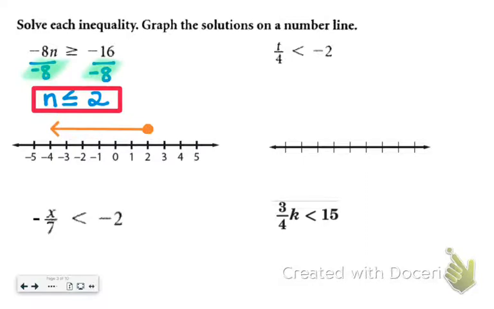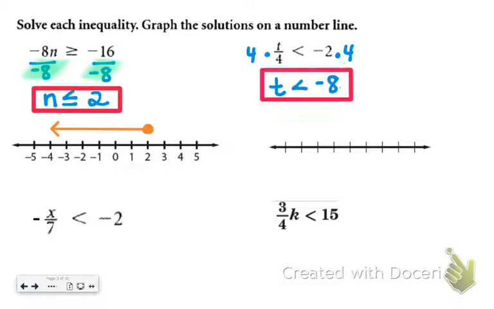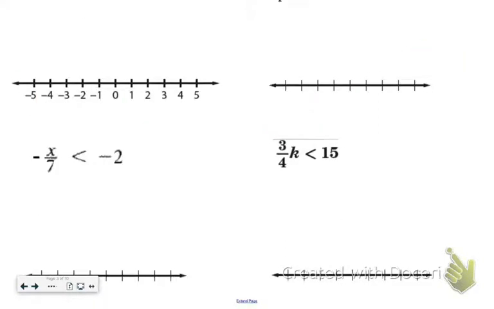Our second example, we've got t being divided by 4, so we're going to multiply both sides by 4. So we get t on the left, negative 8 on the right. This time, we do not flip the sign because we multiplied by a positive number, so it stays less than. And then the sign does not change. So if we go to graph it, we've got an open circle at negative 8, arrow going to the left.